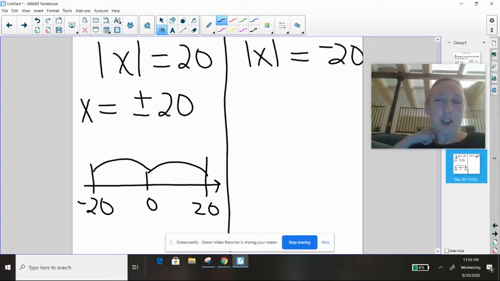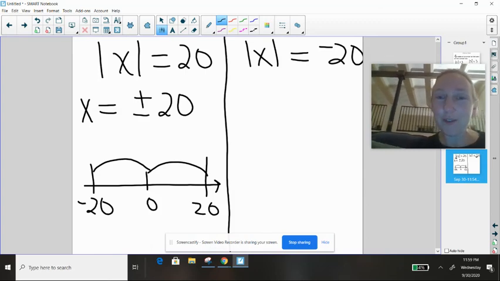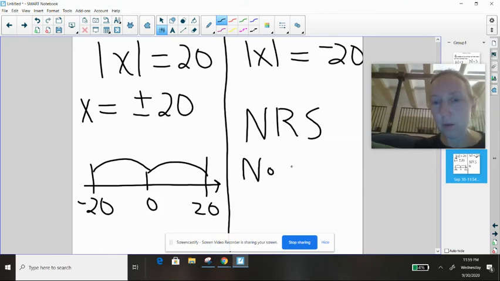And then what about this tricky one over here? What number would give you an answer of -20 for its absolute value? Hopefully a little light bulb flashed and you were like, nothing, because we know absolute value can never be negative. So we write NRS, or no real solution.